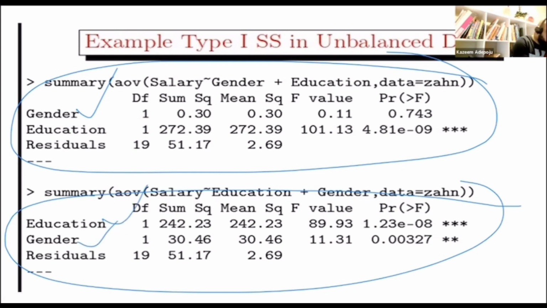The sum of square for gender, yes, is 0.3, but the sum of square for gender here, oh my God, they are not the same. That is what I'm talking about. That's exactly what I'm talking about. So in a situation where you have unbalanced data, the type 1 sum of square will not give the same results. Will not.